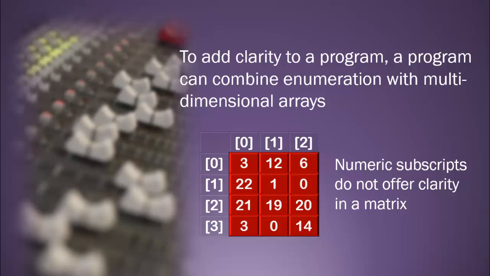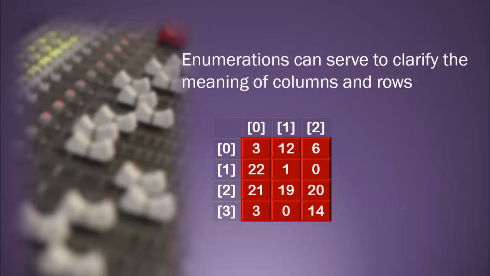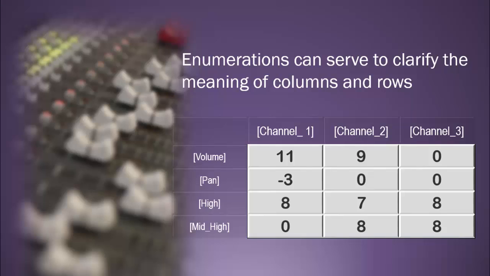Now, as your arrays grow, especially two-dimensional arrays, numeric subscripts can sometimes not convey the meaning that you want when you're working with that array. And this is where enumerations become especially useful. If we look at the 3 by 3 table there, the numeric subscripts don't really tell me what that value of 1 sitting at table[1][1] means. But if I add an enumeration to this table, it allows me to really clarify what that means.